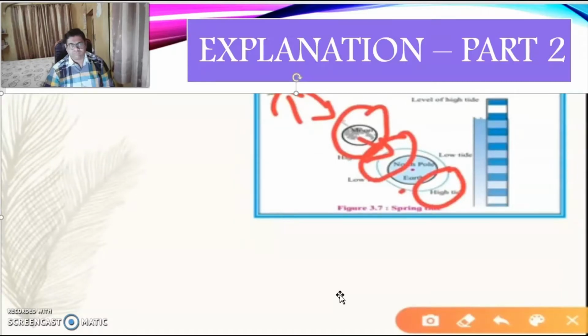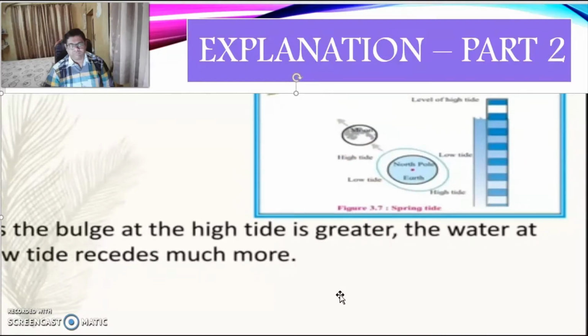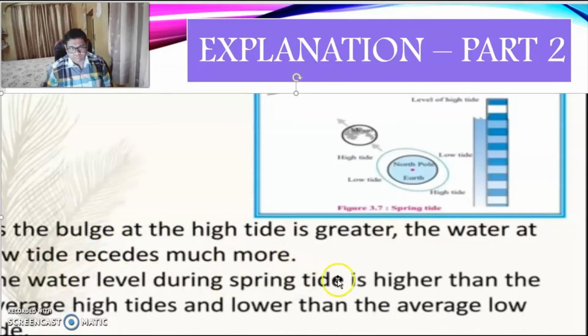Got it, children? Fine. As the bulge at the high tide is greater, the water at the low tide recedes much more, and the water level during spring tide is higher than the average high tides and lower than the average low tides.